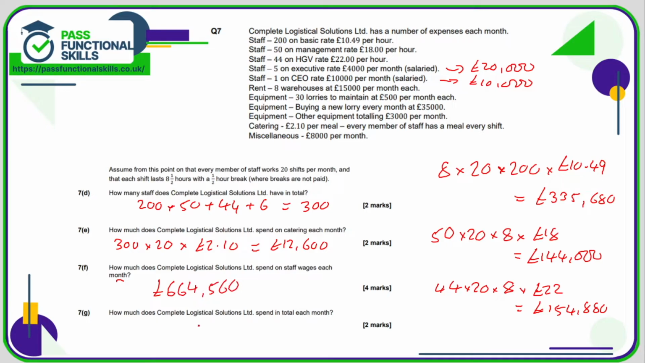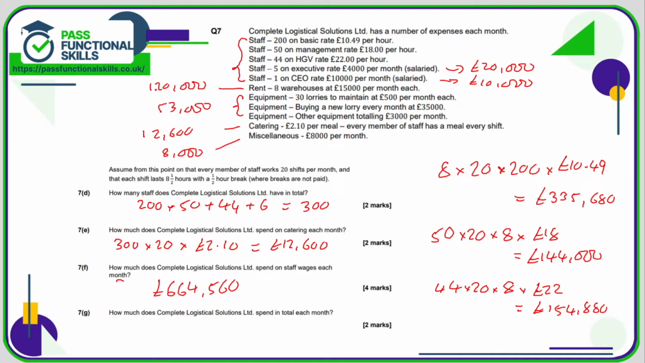£664,560. So how much does Logistical Solutions spend in total each month? Well, the staffing costs we've just worked out for part F. The catering we already worked out, and that came to a total of 12,600. We've also got the miscellaneous, which we've not had to play around with yet. The rent we worked out earlier in question 7, and that came to 120,000. And then the combination of these three equipment charges, that came to 53,000.